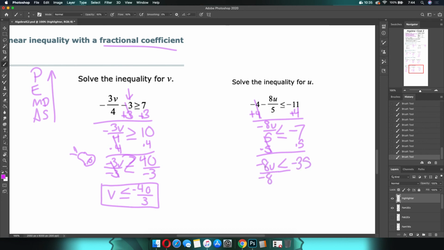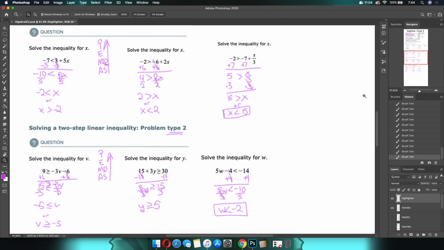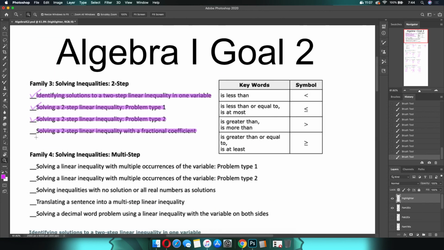Divide by negative 8. Divide by negative 8. Uh-oh, I hear a bell going off because we're dividing by a negative number. So that means u is less than or equal to, double negative is a positive, and we'll just leave it as 35 over 8. So for fractional coefficients, you're either going to get a whole number for an answer, or you can get a fraction as an answer. And if you know that coming in, then you can make yourself okay with it. And then suddenly, look at all that math we did. All of our topics now for Family 3 are done.